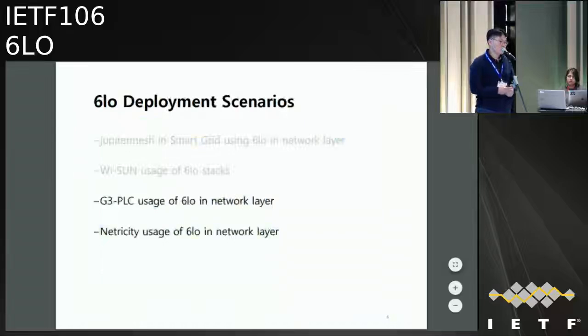In the 6lo deployment scenarios, originally we had 4 practical deployment scenarios: Wi-SUN Mesh, Thread, G3 PLC, and NetRest. Among them, we removed Wi-SUN Mesh and Thread because those technologies are based on IEEE 802.15.4. So currently, 2 deployment scenarios, G3 PLC and NetRest, remain.